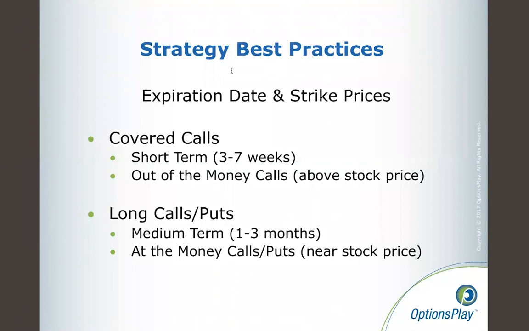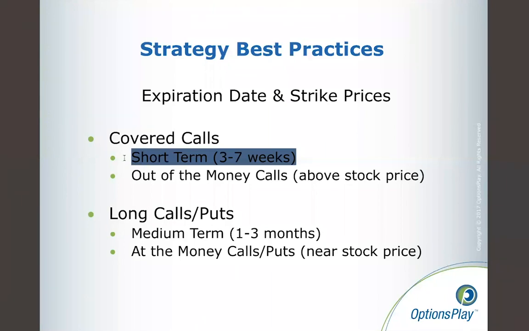So for those of you that are either brand new and learning, or for those of you who have experience trading, the biggest question that I usually get with most of these strategies is, what expiration date and what strike price should I start with? And that's a really good question, because that's really where all of your analysis starts. So when it comes to covered calls, it's best to choose relatively shorter dated option expirations. Usually anywhere from 3 to 7 weeks out is where you spend most of your time selling covered calls.